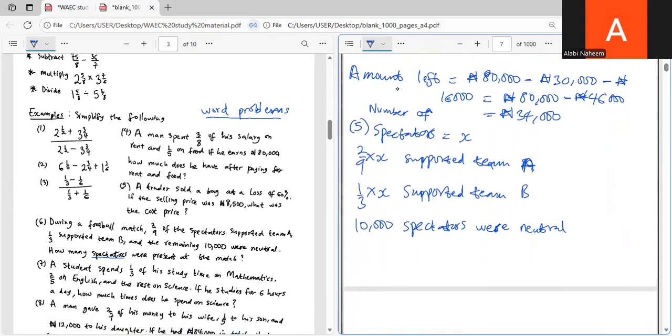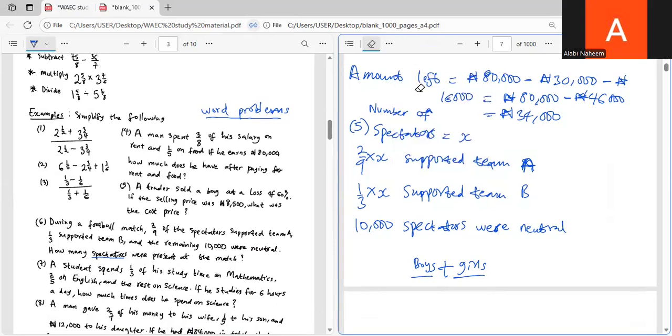So what do we do now? How do we find X? Now take note that the total number of spectators is equal to the number of them that supported team A, the number of them that supported team B, and the rest that were neutral. For example, in a class, there are boys and girls, right? If I want to know the total number of students in the class, I will add the number of boys to the number of girls, since they are the individual entities that make up that class. It's the same case here.